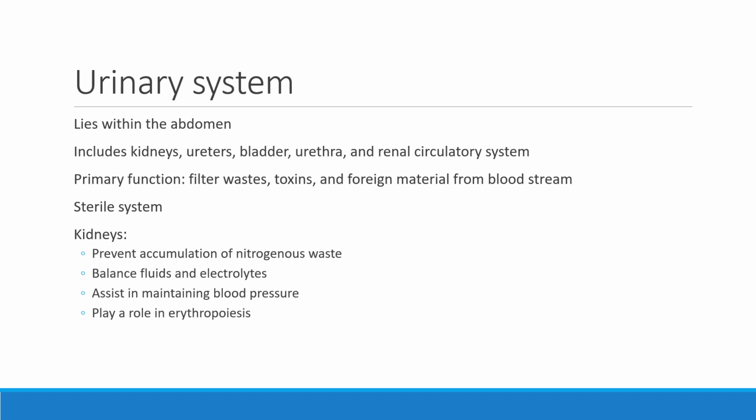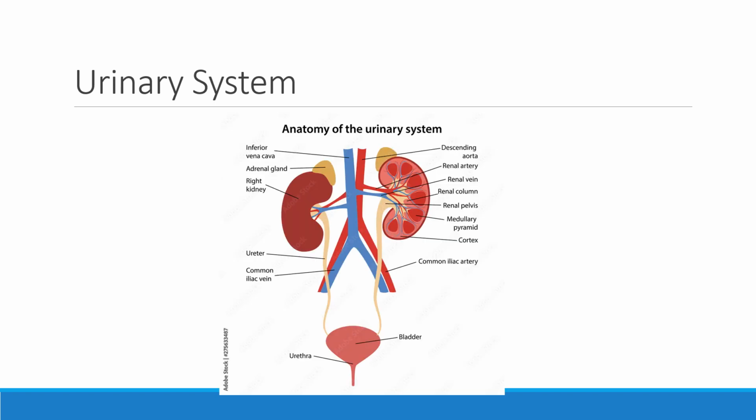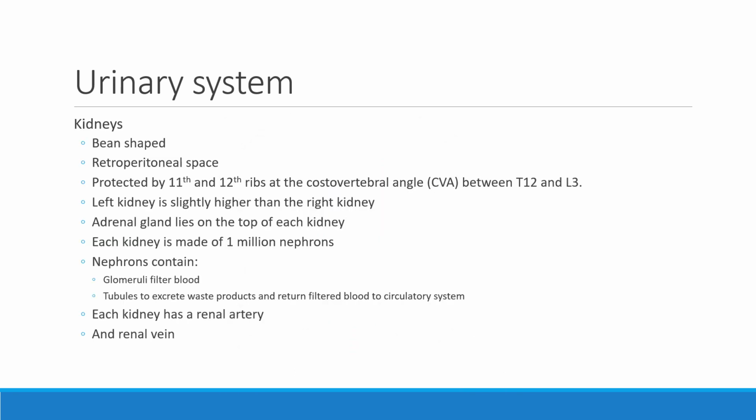Our kidneys prevent accumulation of nitrogenous waste. They balance fluids and electrolytes, assist in maintaining blood pressure, and play a role in erythropoiesis, which is production of red blood cells. This is a photo just showing the anatomy of our urinary system, and this actually shows the circulatory system along with it.